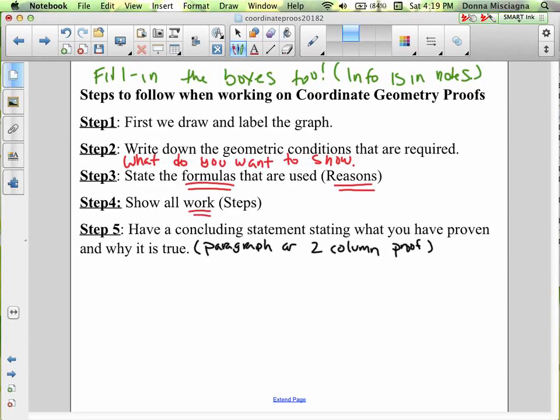That's step 4. And then step 5, we're going to write a proof. We're going to either do a paragraph proof or a 2-column proof. I left it up to you, I believe, in the notes, in the homework. I'm going to switch back and forth between doing a paragraph proof and a 2-column proof. The next proof I do is going to be a 2-column proof.